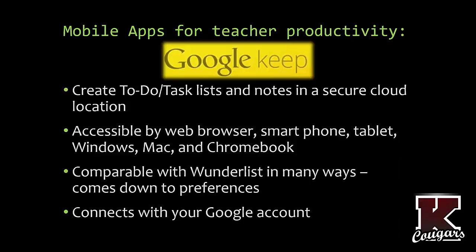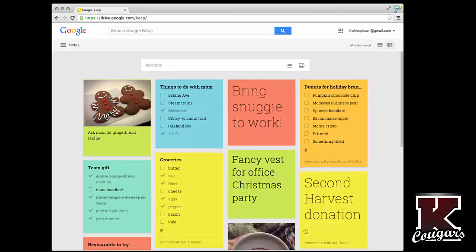Next mobile app would be Google Keep. Google Keep is part of the Google suite of applications. It allows you to create to-do lists, much like Wunderlist. But it also has a few other abilities, and it really has a little bit more of, I would say, a post-it note appearance. It's accessible on all platforms, just like Wunderlist, and it may just come down to preferences. This connects with your Google account. Here's what it looks like in a web browser.